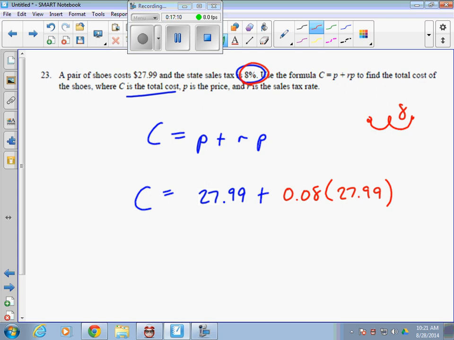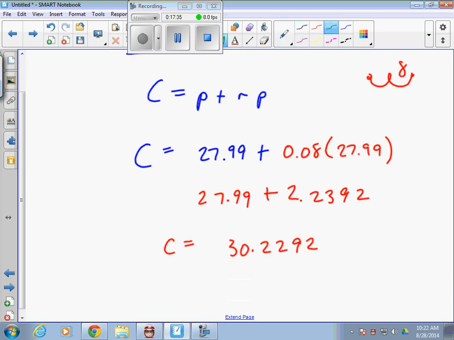So you need to do the multiplication first. 0.08 times $27.99. When you multiply those two, you get 2.2392. And then you want to add that to $27.99. So plus $27.99. You get $30.2292 is the cost. Remember, with money, you only want to go to 2 digits. So you want to go to, say, 0.22. And this one tells you to round that second 2 to make it, say, $30.23.